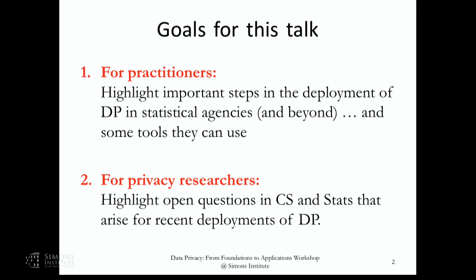Maybe we've heard a lot about the tools that people can use that have arisen both from the statistics community and the CS community in the last few days, and we'll hear more today and tomorrow as well. But that's one goal, and the other goal is for the privacy researchers in the audience: what are some open questions in CS and stats which arise when you actually start deploying differential privacy? I feel like some of these problems we've not really thought too much about, or we've thought about them, but they still are open problems.